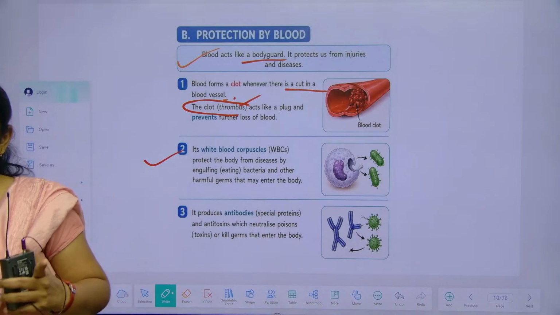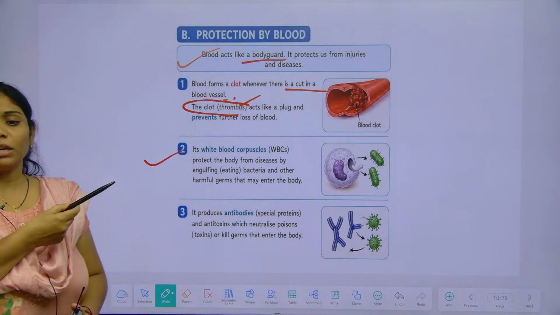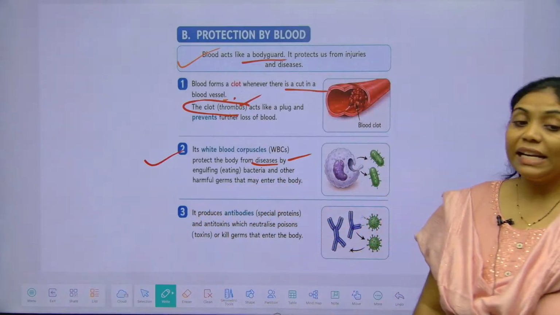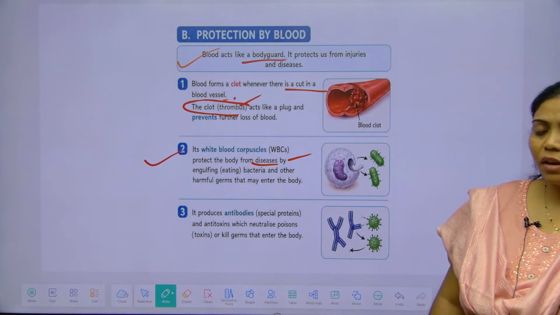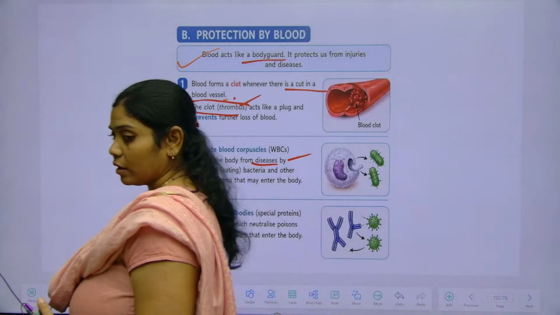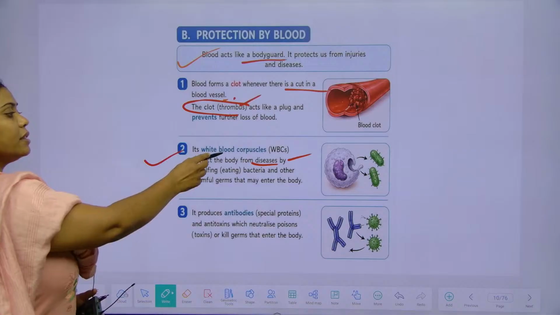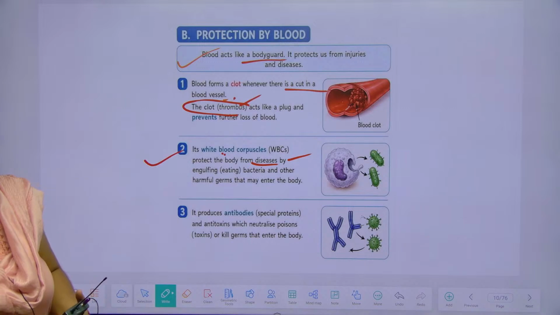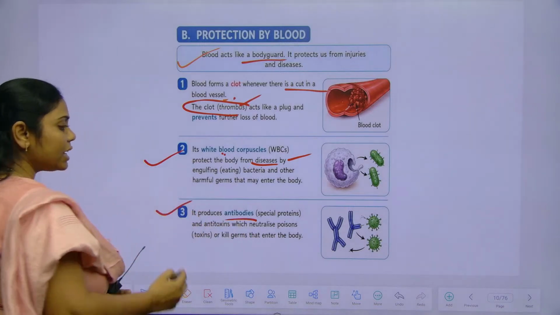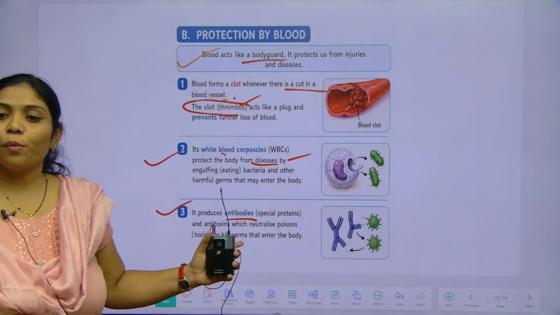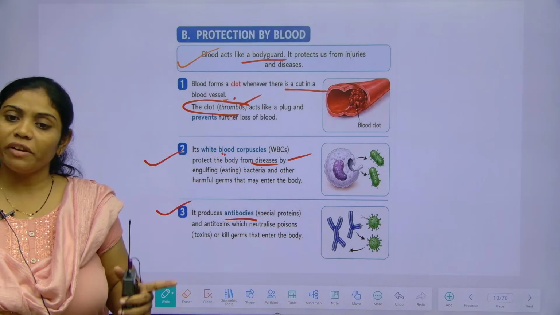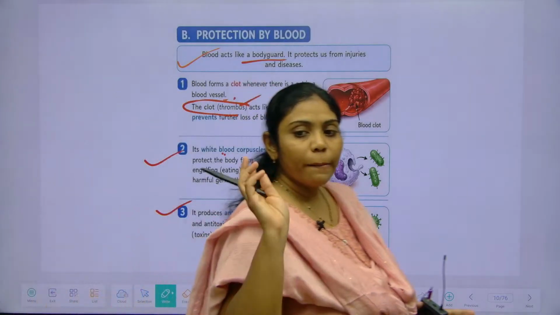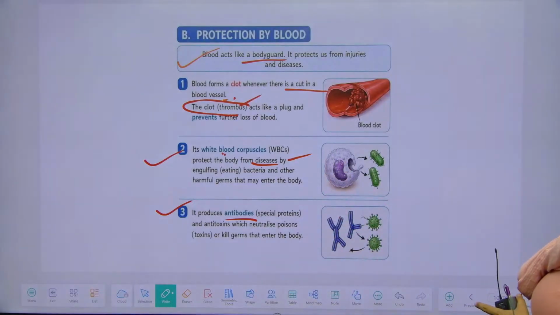WBCs, what do we call WBCs? White blood cells. They protect from diseases. Diseases may be caused by viruses or bacteria. When they enter, immediately these WBCs will engulf them. Engulf means eating them, or killing or destroying them inside the cell. Okay. And also what is that? They produce what? Antibodies. Antibodies always fight against germs or pathogens. So, in these three methods blood is protecting us.